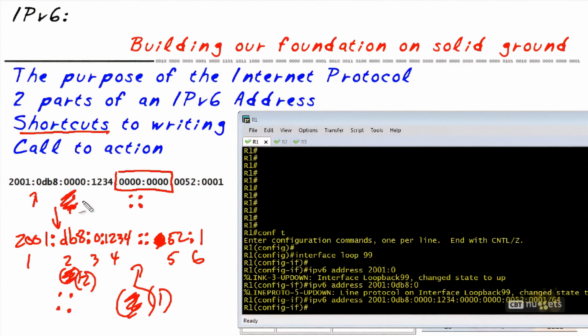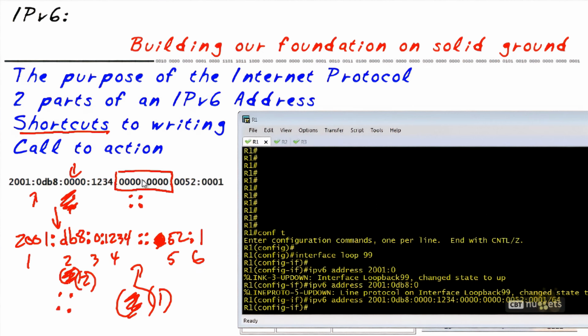So if you're going to use the colon, colon trick, you can only do it 1 time per IP address. And could I have done it here instead of here? The answer is yes, you could. However, the IOS is going to go ahead and take the largest groupings of zeros. If you have two sets of 16 bits or more, it's going to use that one with the colons.